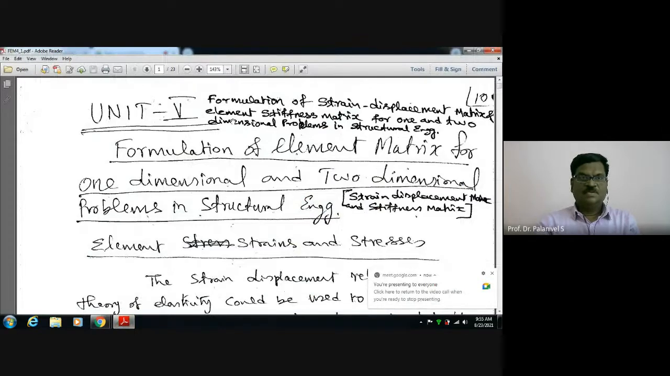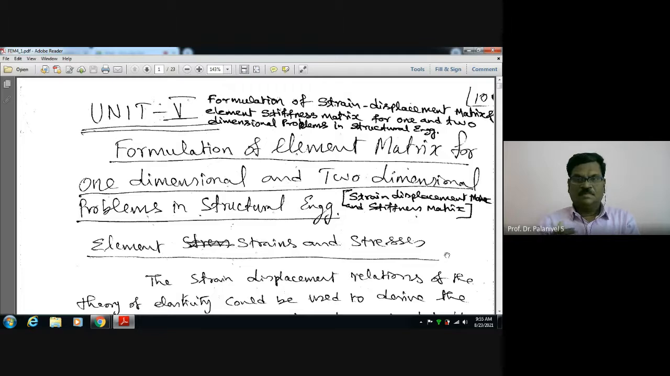Formulation of, actually, the unit 5 as per the previous syllabus I have written. Okay, forget about it. Almost 4 units I have covered, because the topics are discussed not in a particular unit; they are spread out. Most probably it will come in the 3rd unit, 4th unit and so on. Formulation of strain displacement matrix. Okay, so we are going to see how to formulate the strain displacement matrix.